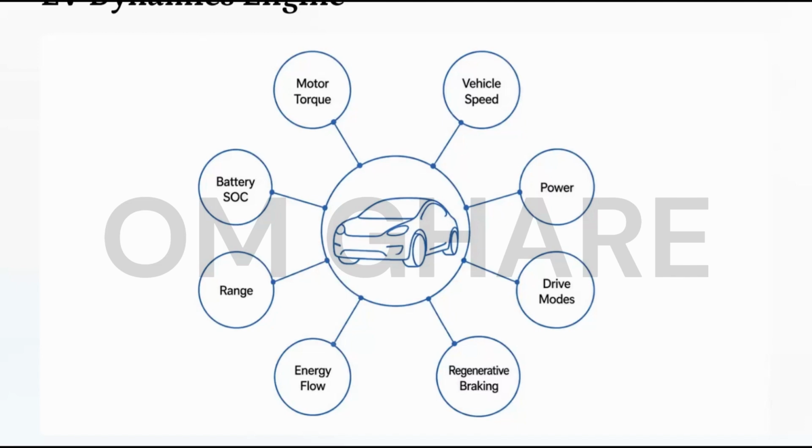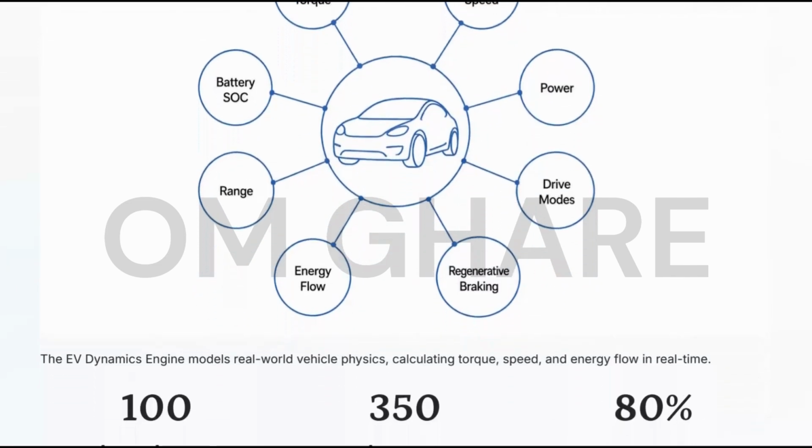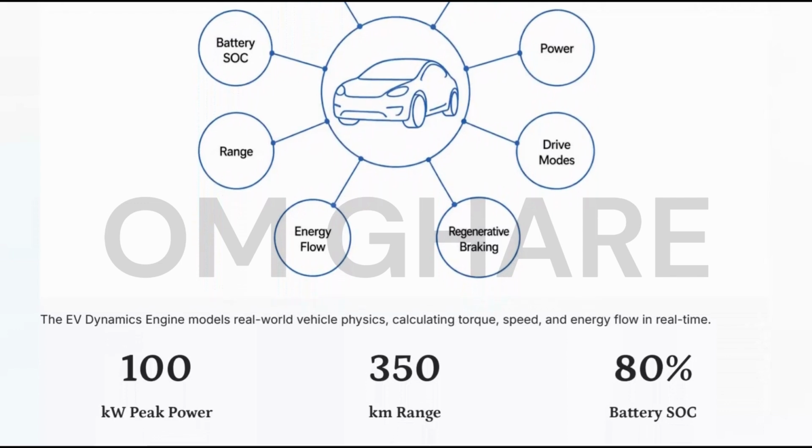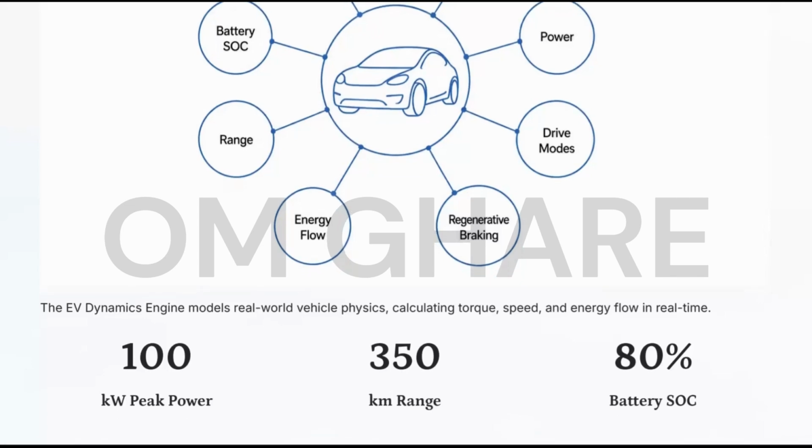Using the available battery energy, the system also estimates the remaining driving range, giving the driver an idea of how far the vehicle can travel before recharging. The module also supports different drive modes and regenerative braking, which influences how quickly the battery discharges or charges during operation. At the bottom of the slide, you can see example values representing the vehicle's peak power, estimated range, and the battery percentage.